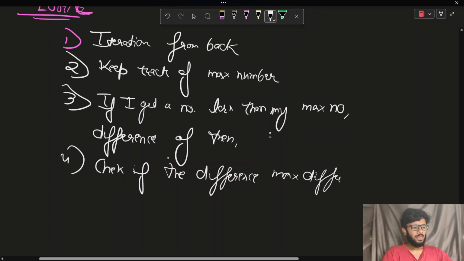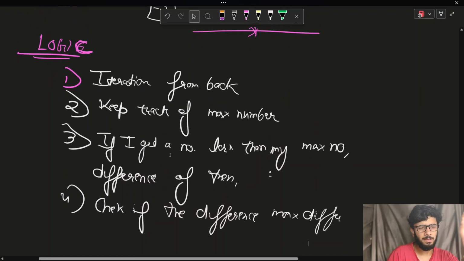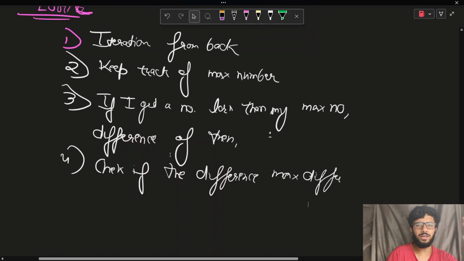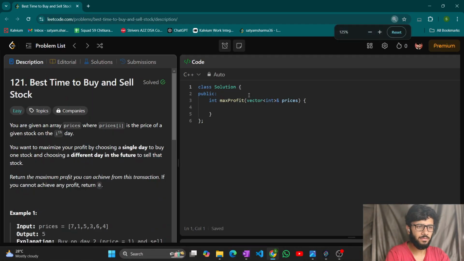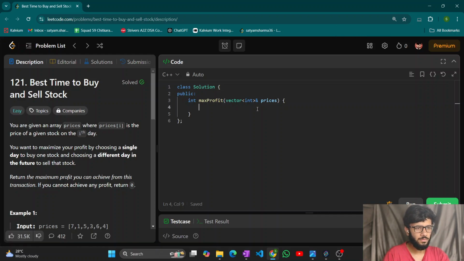Okay, so I think we have got the intuition or the logic which we will be applying on this specific problem. So now let's get into the LeetCode and start solving it in this way only. First of all, let me increase the size of it. First of all, what we have to do is, as I have said, write a for loop. We have to iterate from the backward.